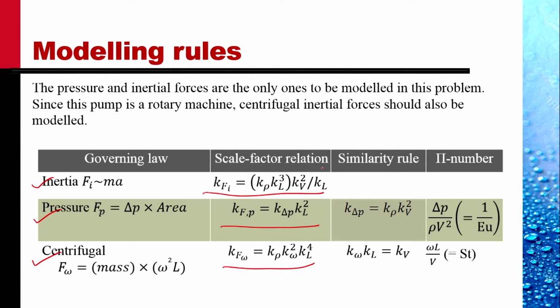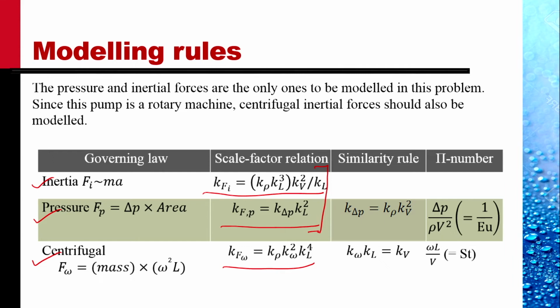From these two, equating these two, we get the scale factor for the pressure difference is equal to the scale factor for the density times the scale factor for the velocity squared. So delta P by rho V square is a pi number, and we recognize this as 1 over Euler number that we discussed earlier.